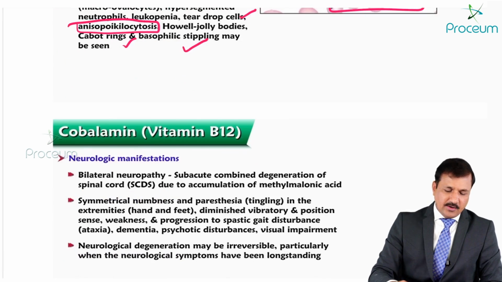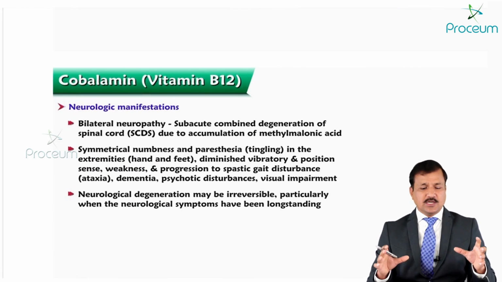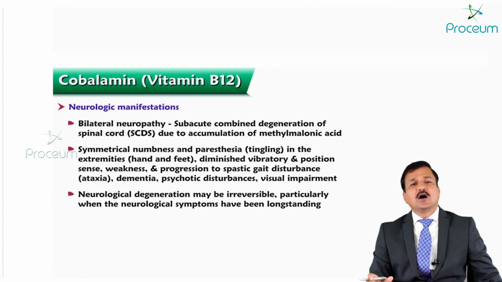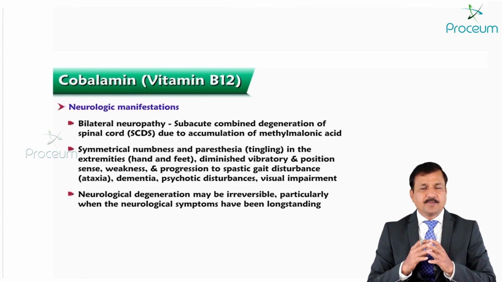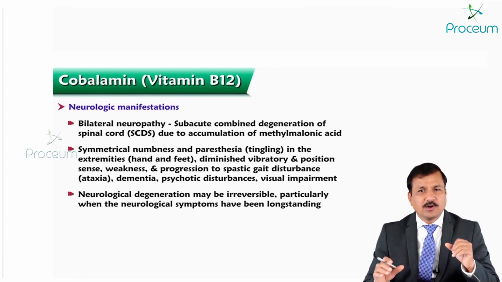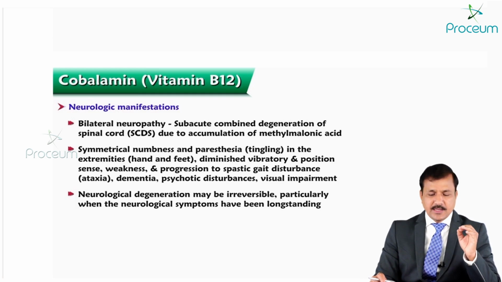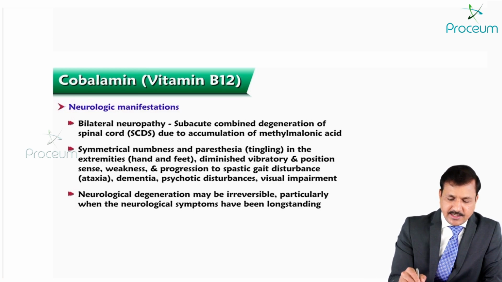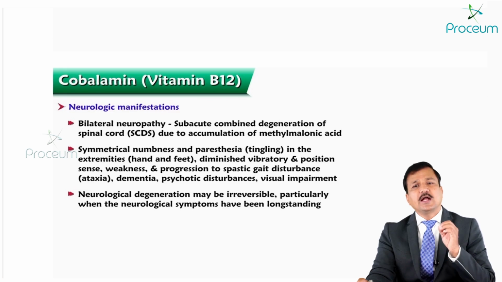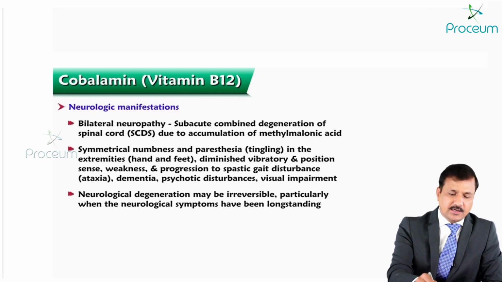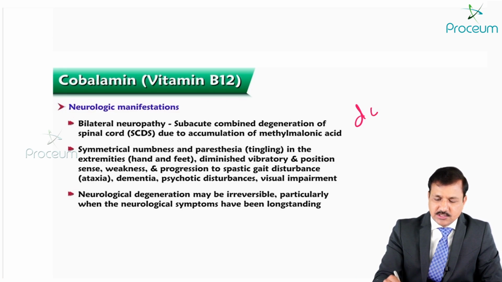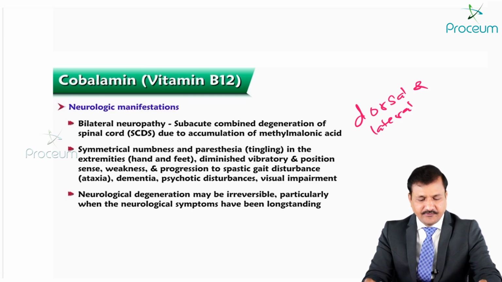So now let's see what are the neurological manifestations of cobalamin deficiency. Patients with cobalamin deficiency will show bilateral neuropathy, and this is because of degeneration of the spinal cord, especially the dorsal and lateral columns of the spinal cord. It is the dorsal and lateral columns of the spinal cord that are affected here.